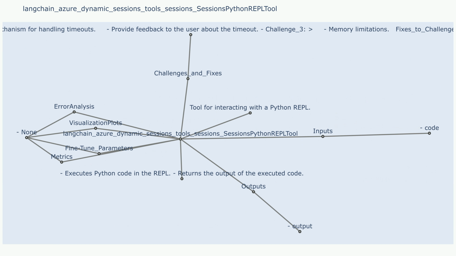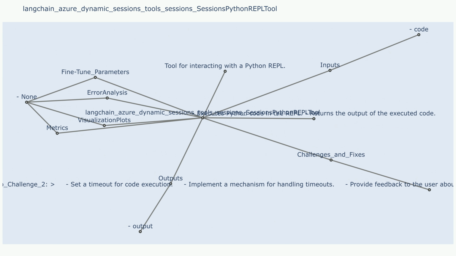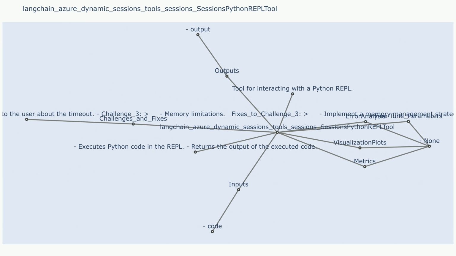Outputs: Output 1, the result of the executed Python code. This can be any type of data supported by Python, including strings, numbers, lists, dictionaries, or custom objects. Output 2, any error messages or exceptions raised during code execution.